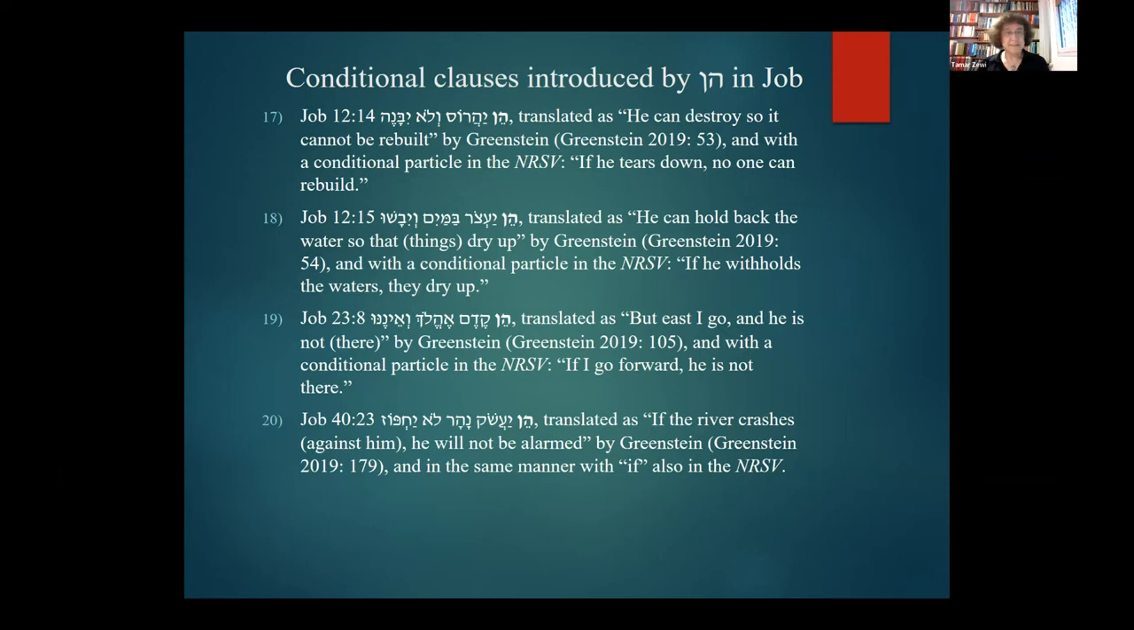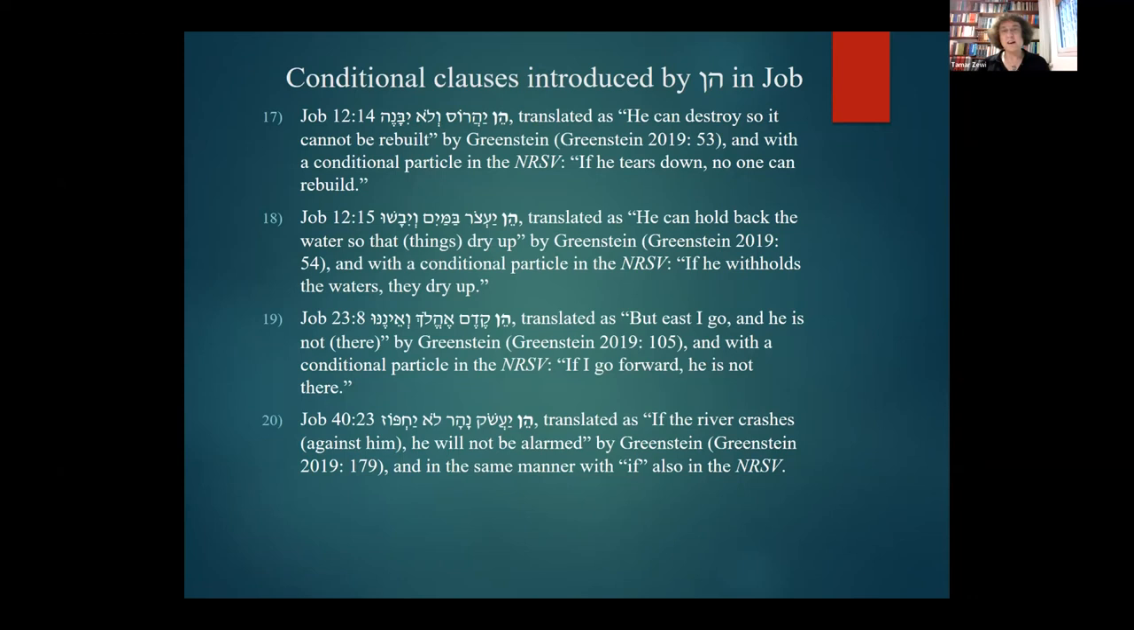18, Job 12:15, hen yatzor bamayim veyivashu, translated as "he can hold back the water so that things dry up" by Greenstein, and with a conditional particle in the NRSV: "If he withholds the waters, they dry up."